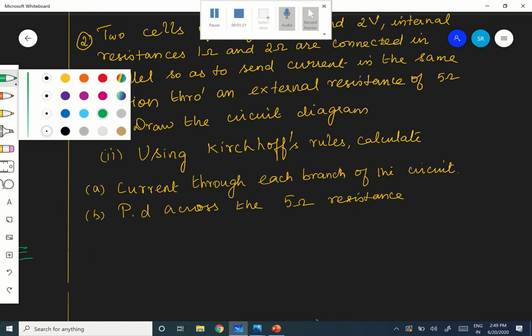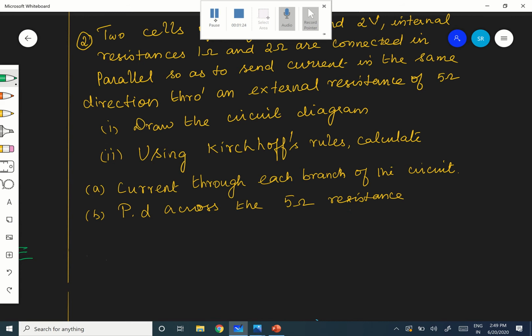So 1.5 volt, and it has an internal resistance of 1 ohm. I am going to add that internal resistance here outside. This is the cell and this is the internal resistance of the cell. Next, I'll mark the values afterwards. And the other cell is 2 volts, and it has an internal resistance equal to 2 ohms.